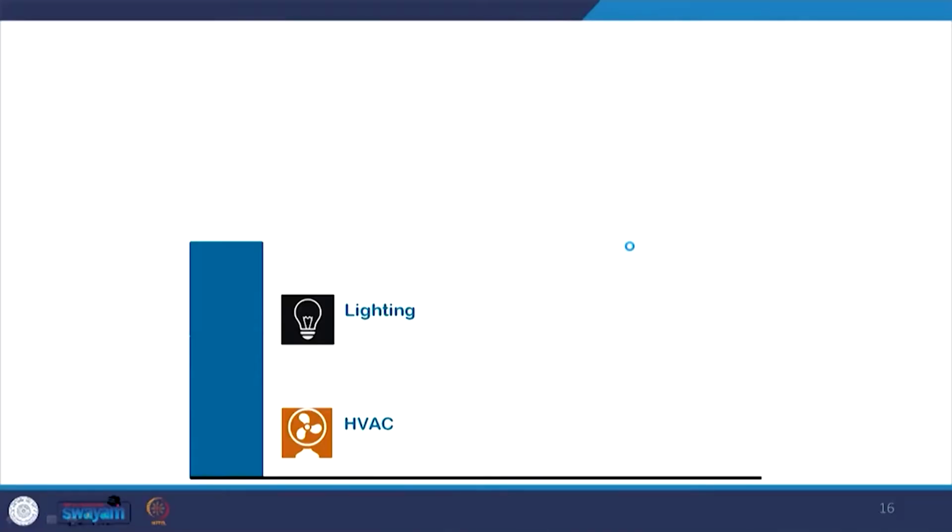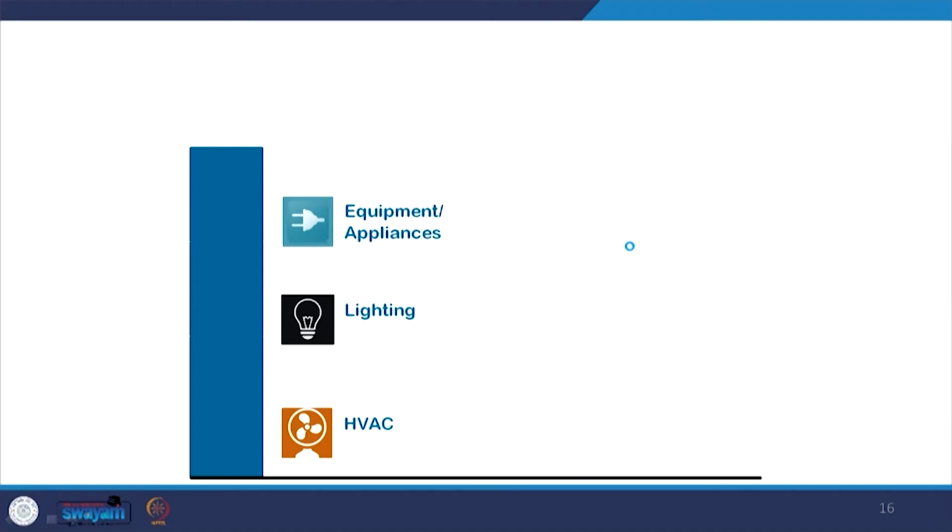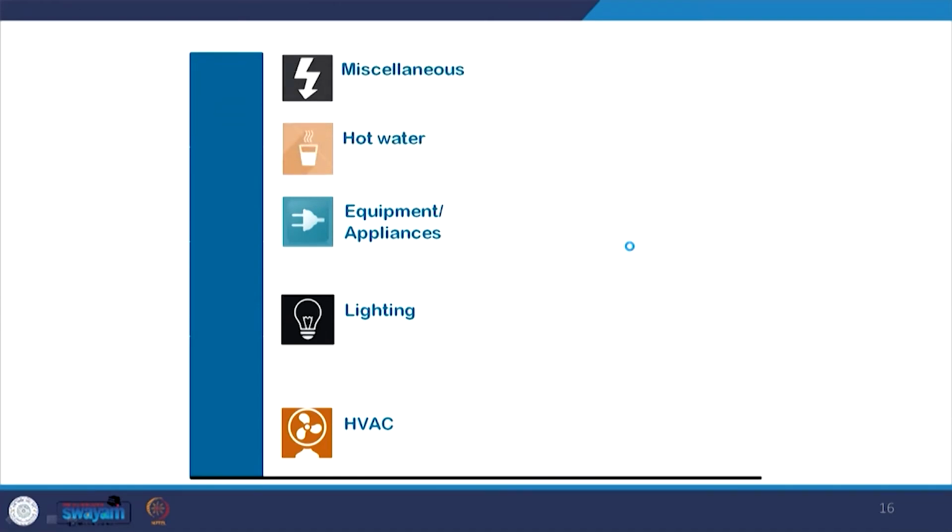So, when we are talking about this net zero building and the approach for it, we will first have to look at the different energy consuming components in a building. So, we have HVAC, we have lighting load, we have equipment and appliances, we have hot water requirement, and we have miscellaneous energy consumption. So, this is what comprises the total energy consumption in a building.